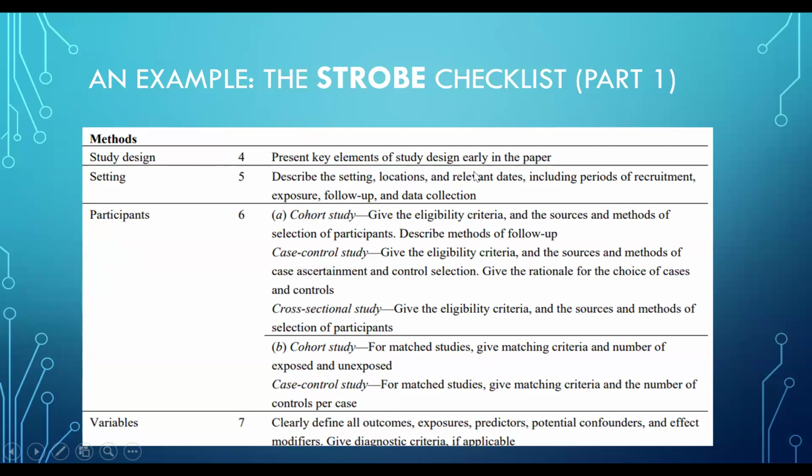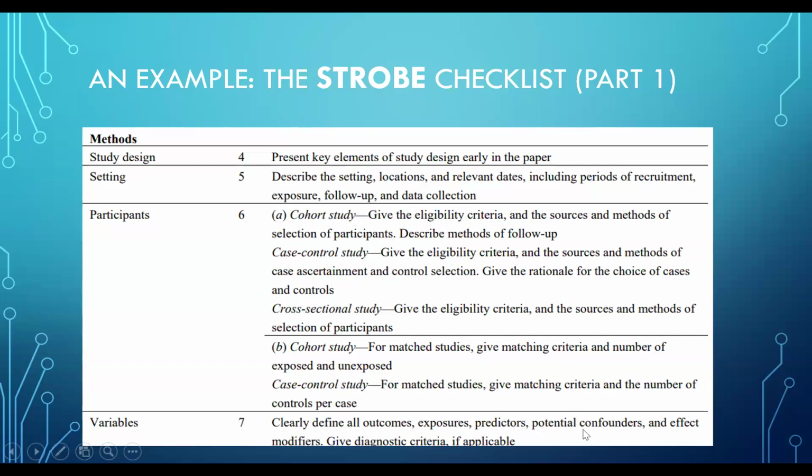First, mention the study design. Then describe the study setting, the time period, how long they were followed up. Then describe what the study participants were. Was it a cohort study, a case control study, a cross-sectional study? What were the inclusion and exclusion criteria? Where were the patients recruited from? And if there was a longitudinal component, how long were they followed up for?